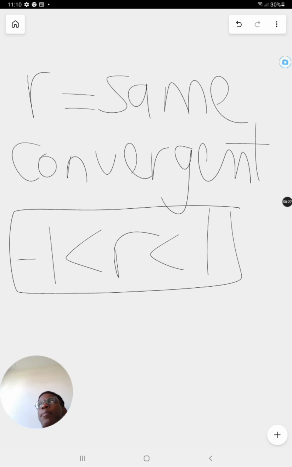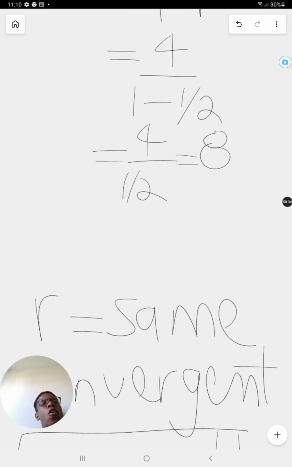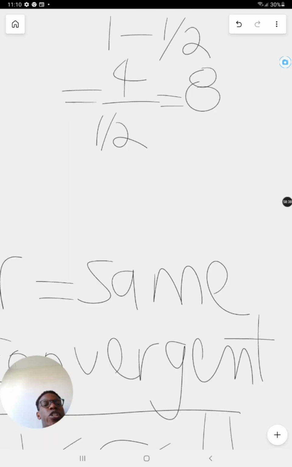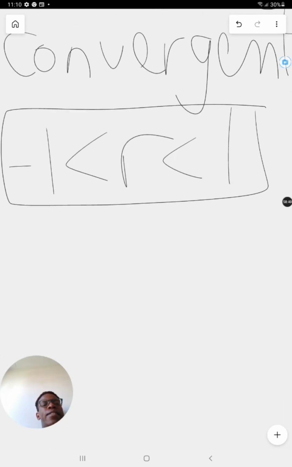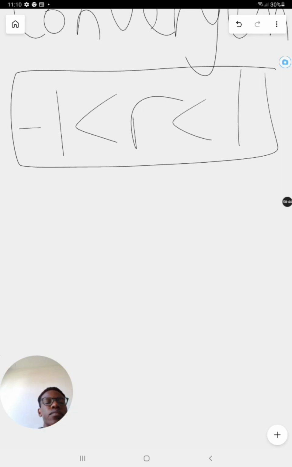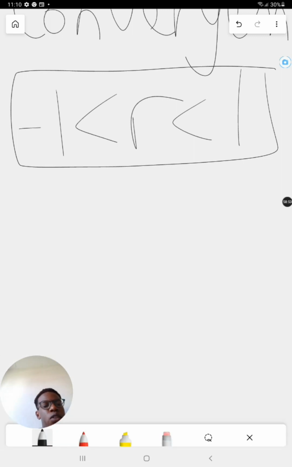The only time. If they ask you to find the sum to infinity, you use this equation, but only if r is greater than -1 and less than 1. For a divergent series, there is no such thing as a sum to infinity. So just make sure that you remember that.